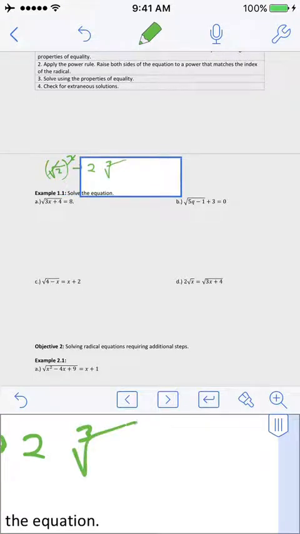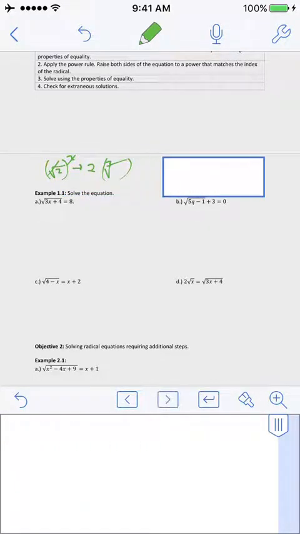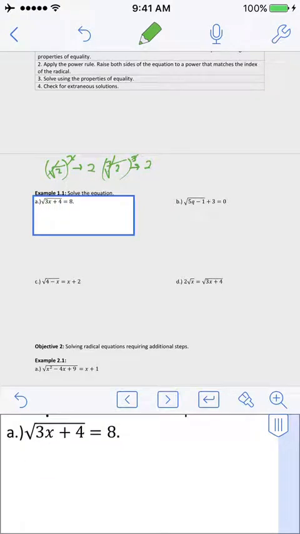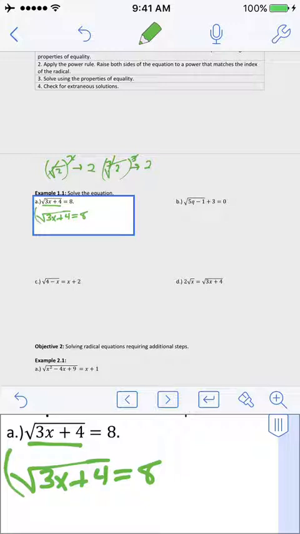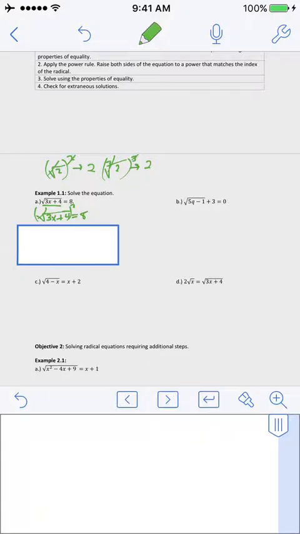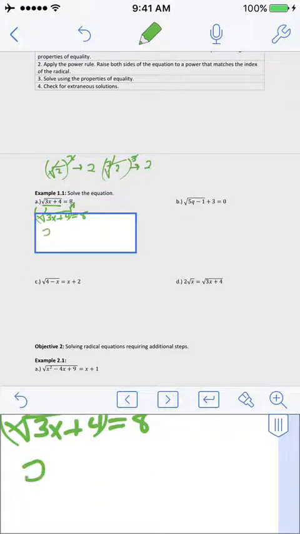Same thing goes for the cube root, right? I can cube it, and it just goes away. Those two things cancel each other out. So even if I don't know what the radicand is, I don't know what x is, I can get rid of that square root by squaring both sides. So here's my original equation. I square both sides, and it cancels out, and what I'm left with is just exactly what is written under the radical, 3x plus 4.